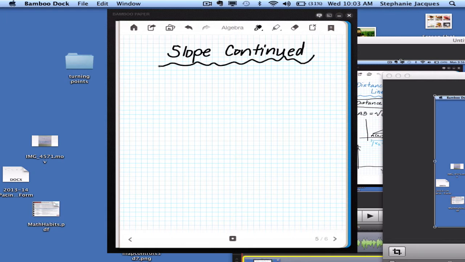So last night we talked about how when you look at a graph you can count the rise and the run, and the slope is basically the ratio of rise to run. Today I'm going to show you how to do it without counting. So go ahead and draw your coordinate grid. There's my y-axis, and then go ahead and draw your x-axis.